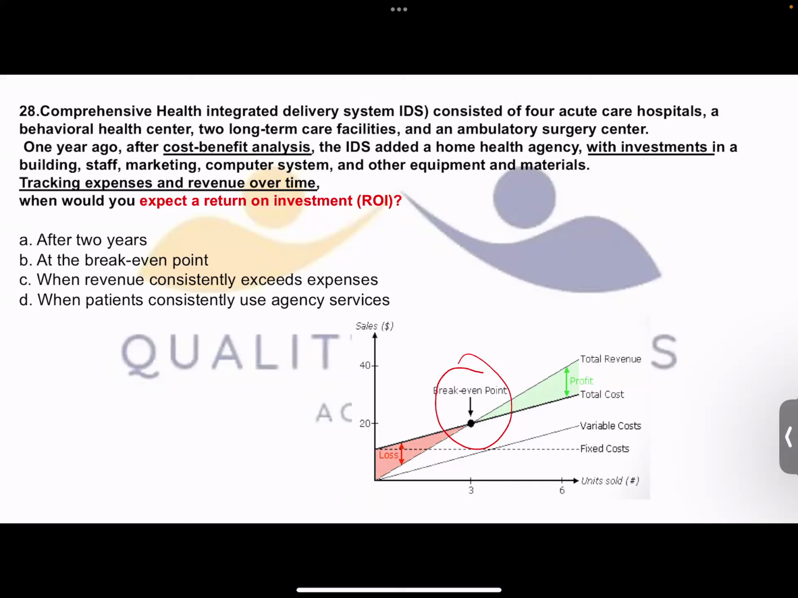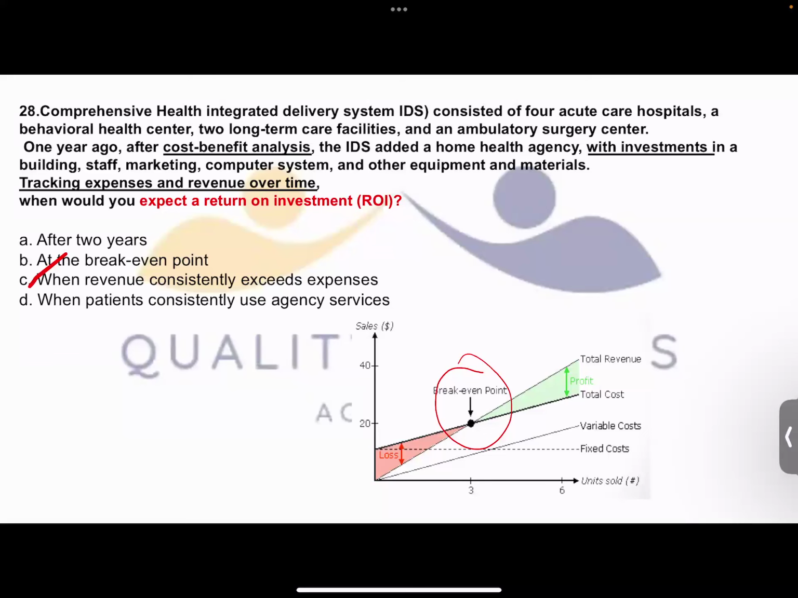ROI cannot be guaranteed within a specific period. Why not at the break-even point? Because this represents the stage when revenue equals expenses, meaning there is no profit yet. The ROI occurs only after surpassing the break-even point and generating consistent profit. For letter D, this is incorrect, because patient usage does not necessarily indicate profitability. Expenses may still exceed revenue depending on operating costs and the reimbursement rates. So the answer here is letter C.